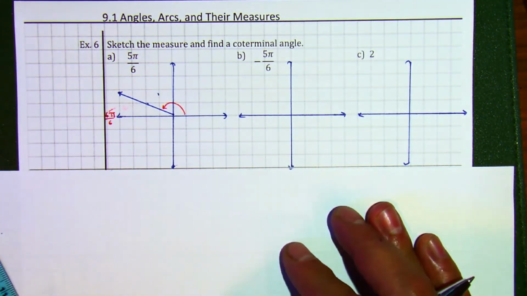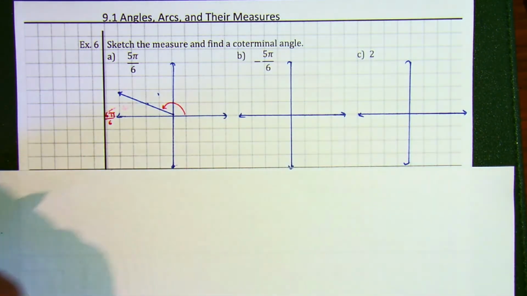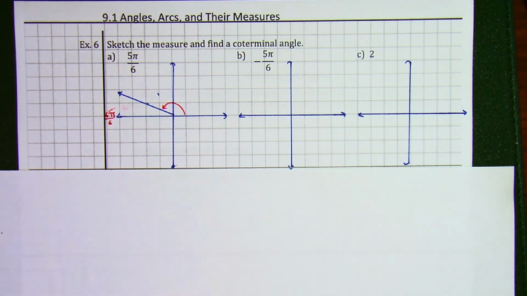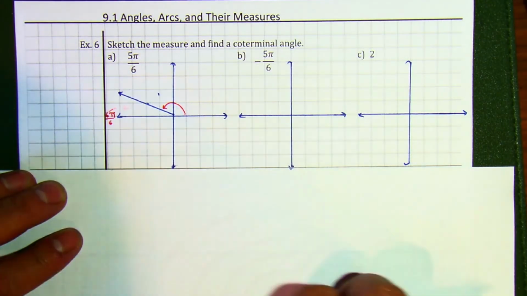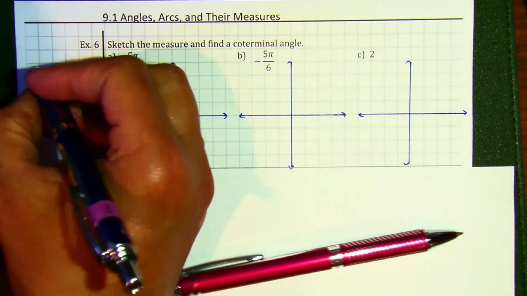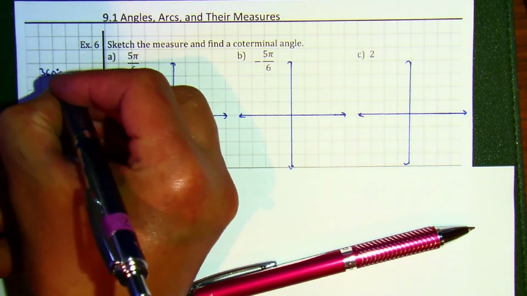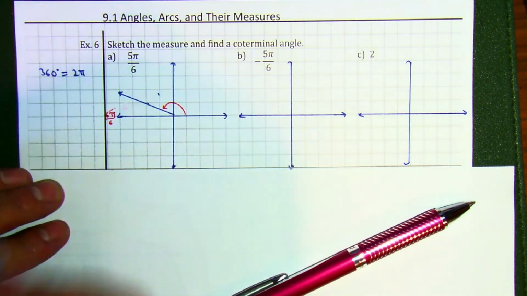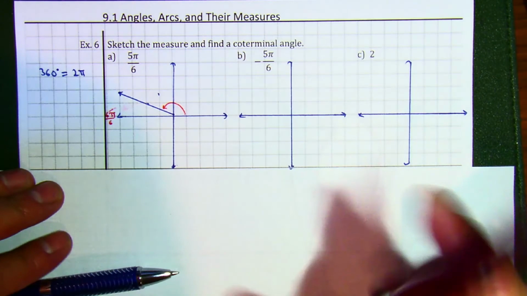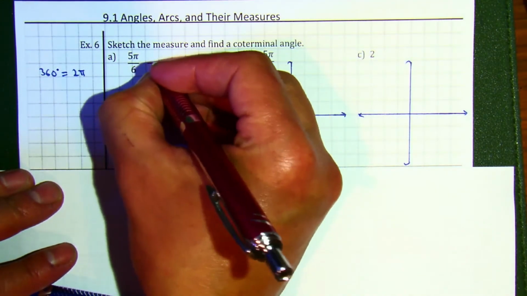Now, how can I find a coterminal angle? That is the question. So to find a coterminal angle, what do I need to do? Right. I need to add 360 degrees. Or in radians, we know that 360 degrees is equal to 2 pi radians. So therefore, I just need to add 2 pi.